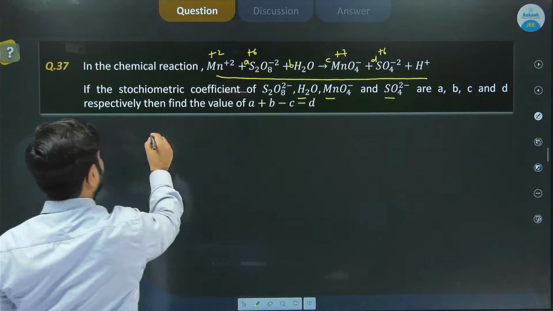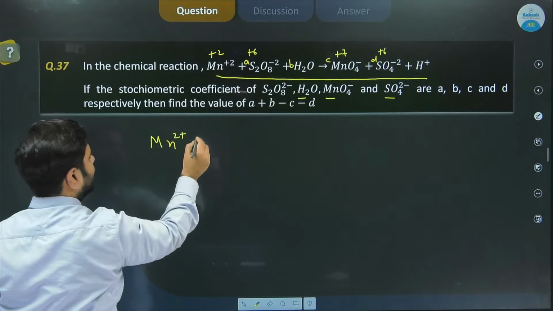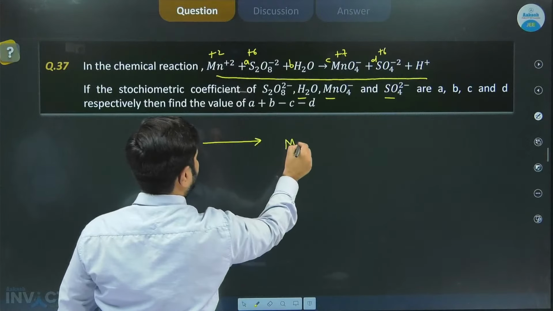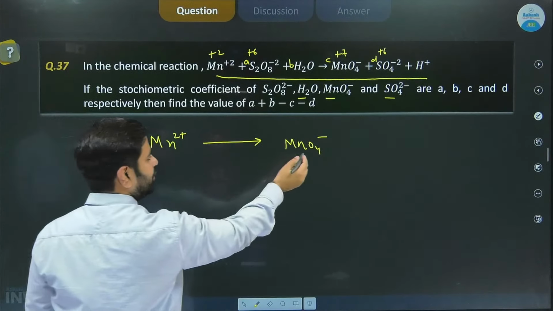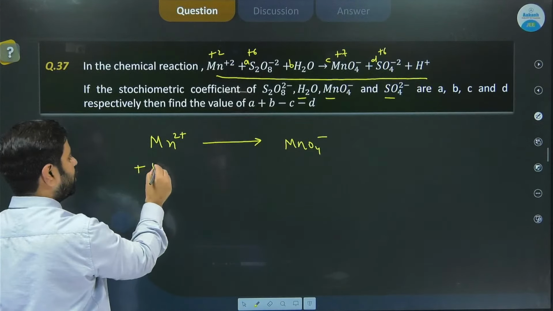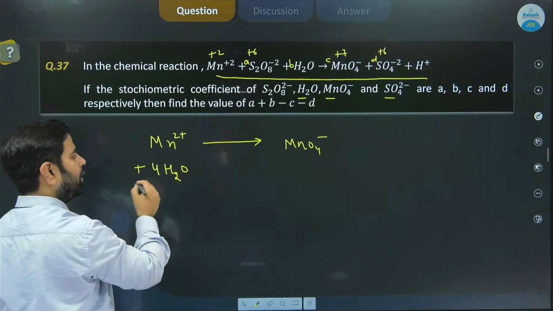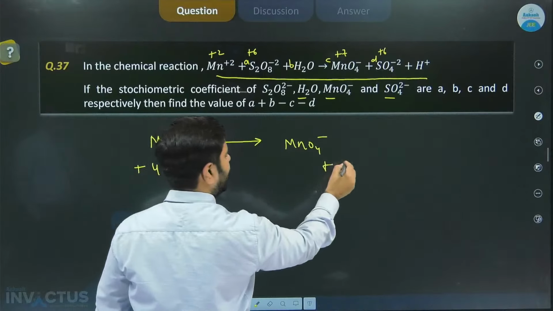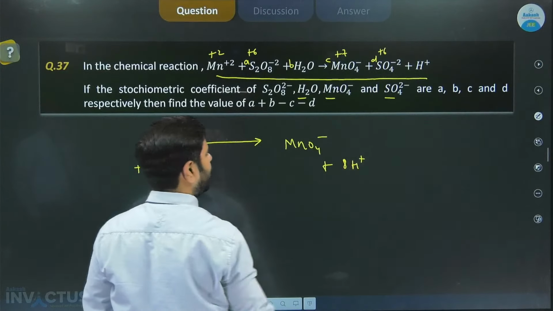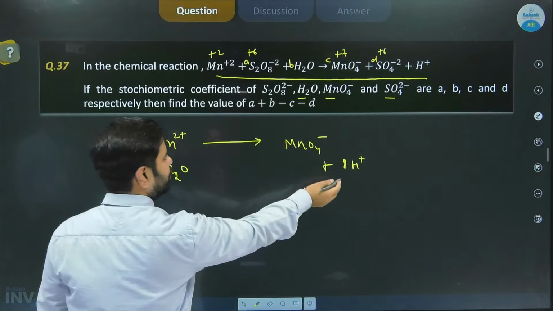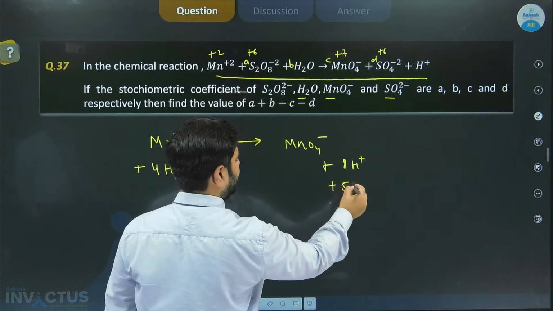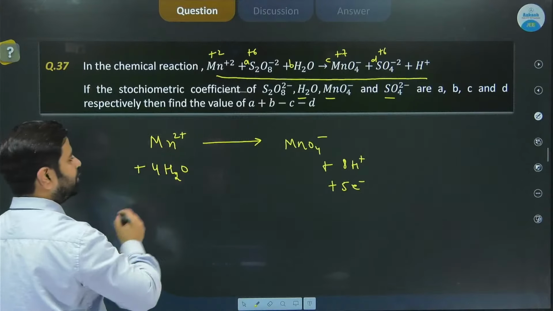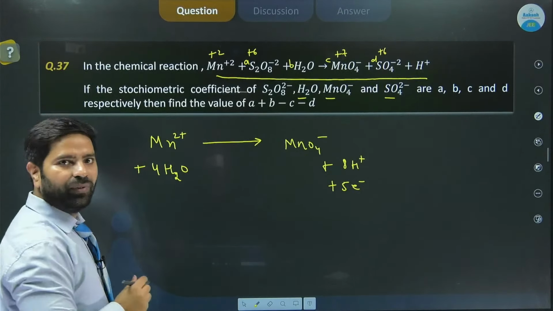So we can reduce the reaction into two parts, Mn2 plus to MnO4 minus. We can simply balance this reaction. For balancing the oxygen, we will add water molecules, 4 water molecules here. For balancing the hydrogen, we will add 8H plus here. Now balance the charge. Here the charge is +7, here the charge is +2. We can add the electron here, 5 electrons. The charge on both sides is the same now.